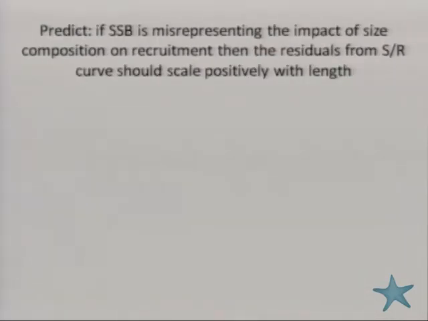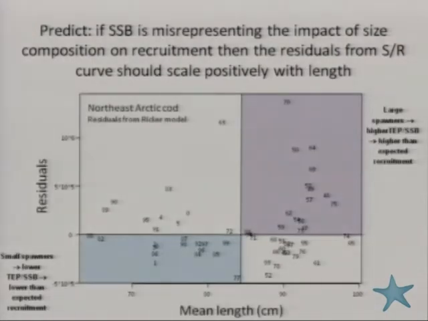So if spawning stock biomass is systematically misrepresenting the impact of size composition on recruitment, then we could speculate that there's going to be some knock-on effects to the residuals of the stock-recruit relationship. So that's the next aspect to look at. Now, I used the two stocks with the longest time series for this analysis. That was Northeast Arctic cod and North Sea plaice. And both of these two stocks exhibited very large amplitude variation in mean length of spawner over their time series.